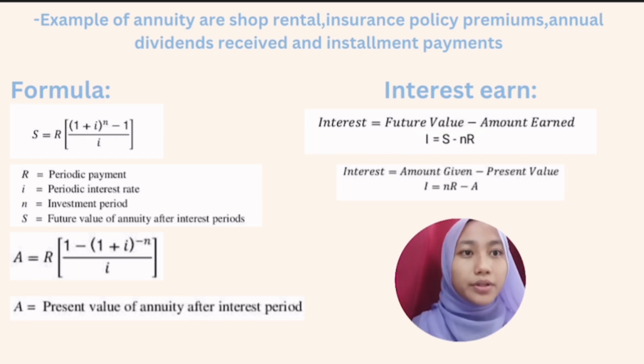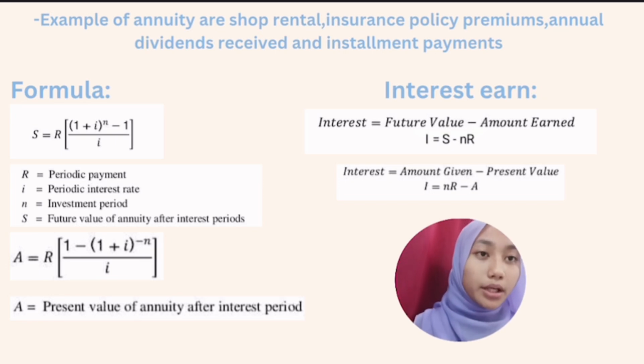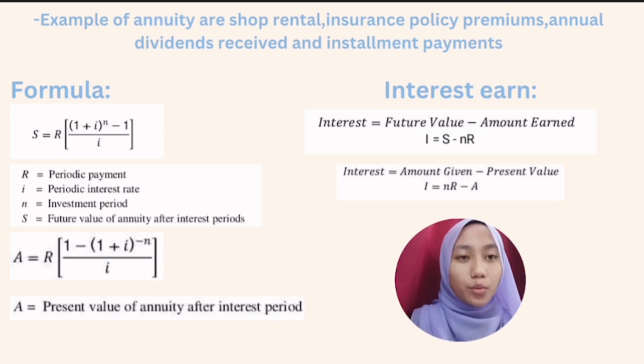of all the present values of the periodic payments. The formula is A equals R bracket 1 minus bracket 1 plus I bracket power negative N divided by I, where A is the present value of the annuity after the interest period. That is an example of a formula that we would use to solve our questions.